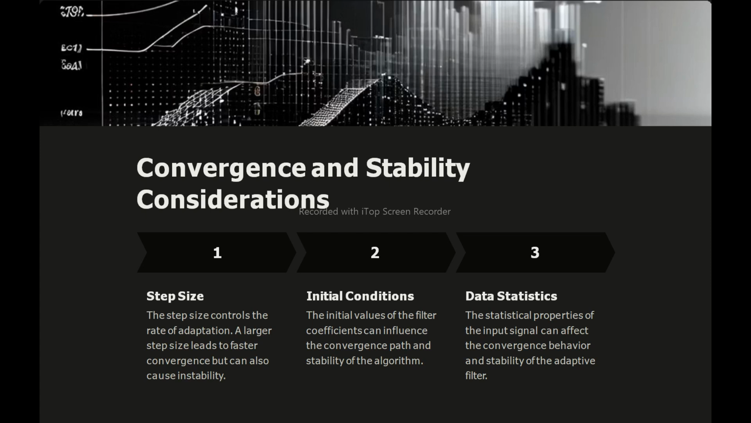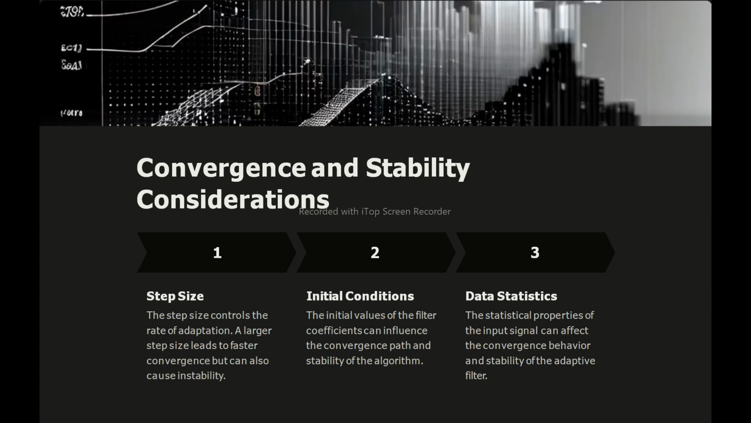They are step size, initial conditions, and data statistics. The step size controls the rate of adaptation. A larger step size can lead to faster convergence but can also cause instability. Like as the step size increases, convergence can be faster, but it can cause system instability. So due to that, the error correction, detection, and noise stability can be affected.